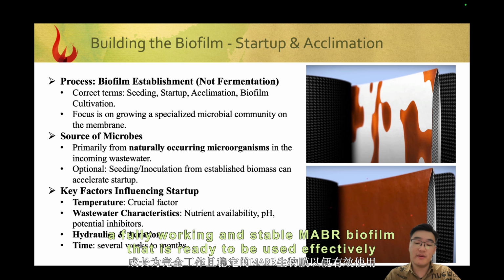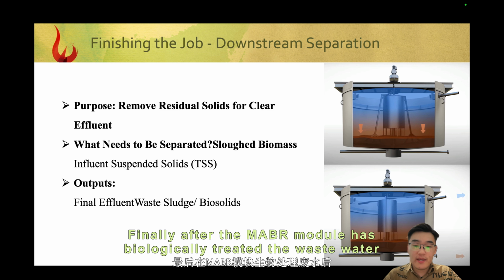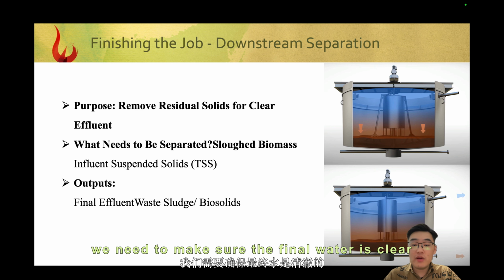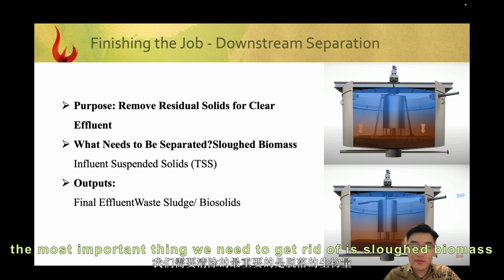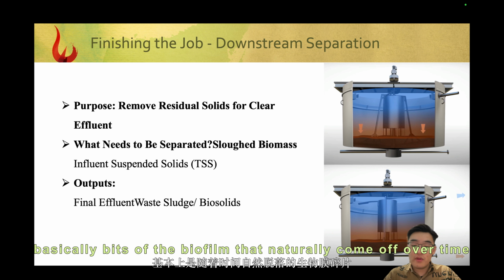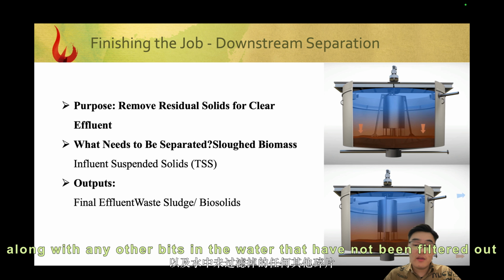Finally, after the MABR module has biologically treated the wastewater, we need to make sure the final water is clear. This requires a step where the water is separated. The most important thing we need to get rid of is sloughed biomass. Basically, bits of the biofilm that naturally come off over time, along with any other bits in the water that have not been filtered out.